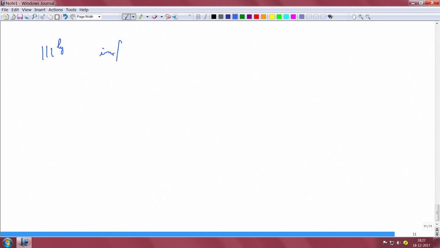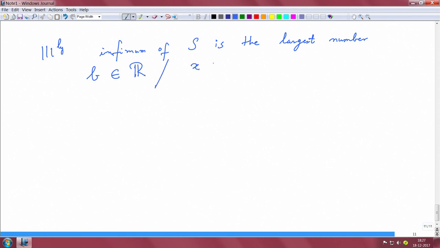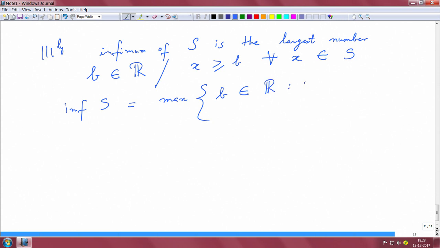Similarly, infimum of S is the largest number b belonging to the set of reals such that, I am just flipping it, x is greater than or equal to b for all x belonging to the set S. So, infimum of S is basically the maximum over all b belonging to R, the set of reals, such that x is greater than or equal to b for every x belonging to the set S.